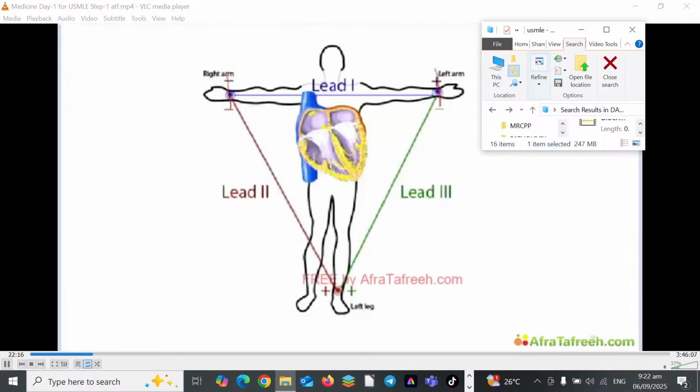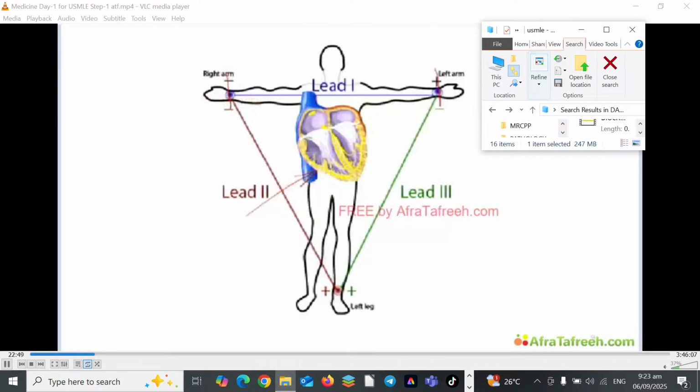So lead 1, with the arms outstretched, would be looking at your heart from the top. When you keep one electrode on the right arm and the other on the left leg and you join them, this would be your lead 2. Lead 2 is looking at your heart from the right side. As you can see the vena cava here, it is looking at your heart from the right inferior position. Similarly, lead 3 is looking at your heart from the left position.